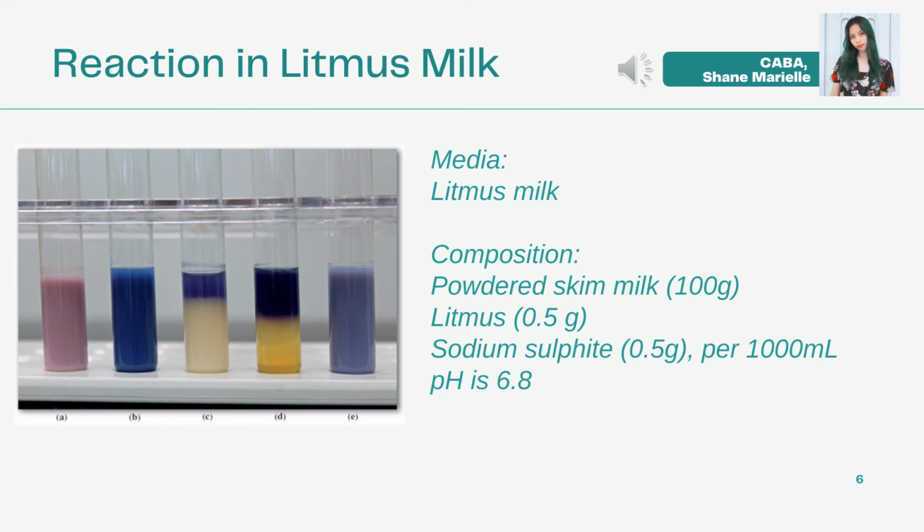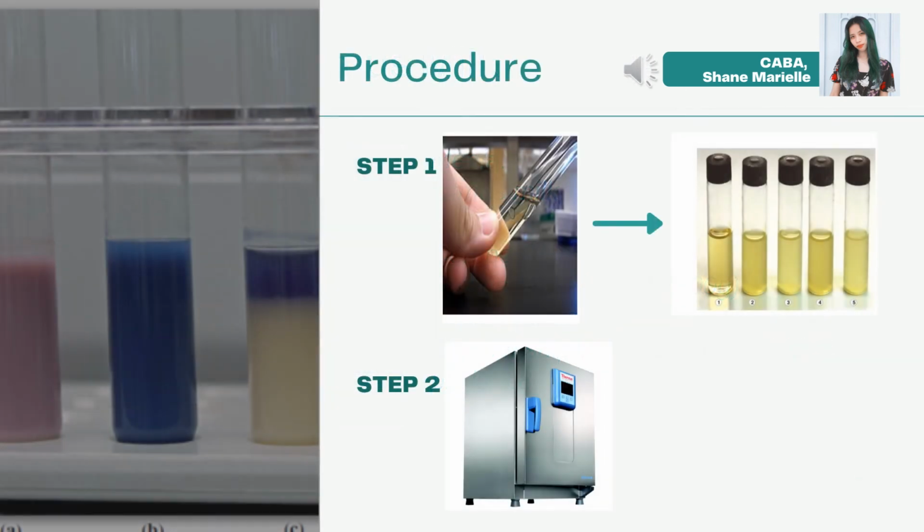The medium that we will be using is litmus milk, and it is composed of powdered skim milk, litmus, and sodium sulfite, with a pH of 6.8. The first step is to inoculate E. coli, Proteus vulgaris, Pseudomonas aeruginosa, Bacillus subtilis, and the unknown bacterium into the 5 litmus milk tubes. Then, incubate them at 33 degrees Celsius and observe every 24 to 48 hours.